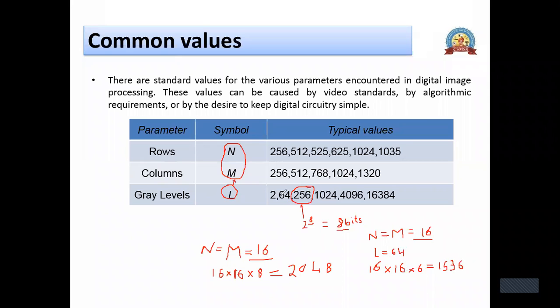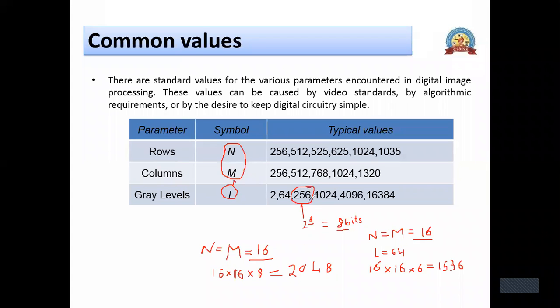Okay. Then which number has to be kept? That is, how many levels have to be kept. So the number of levels actually depends on what particular application you want to perform, what you want to do with this image processing. But in general, 256 is taken.